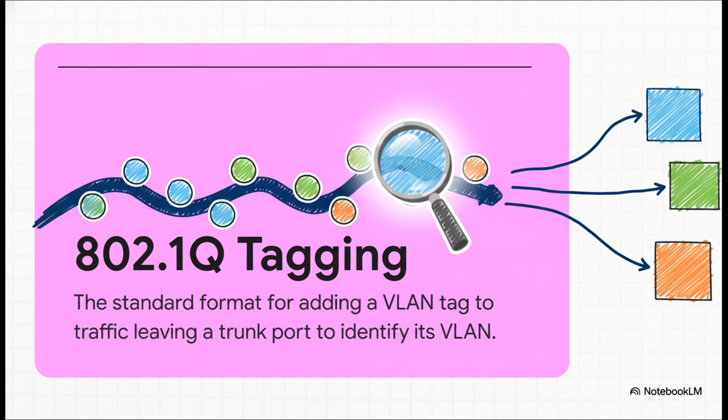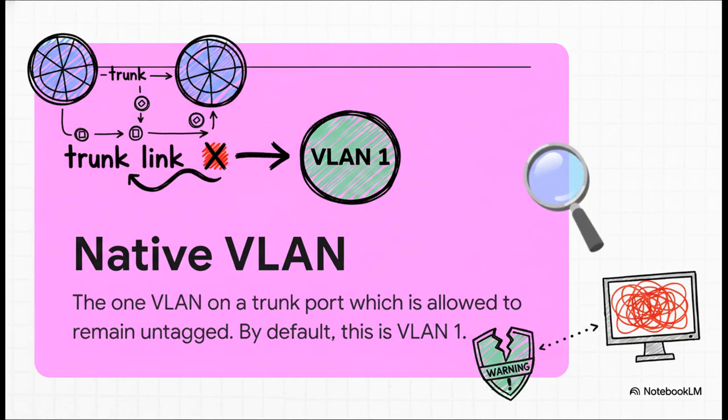It's pretty simple, actually. When a frame of data is about to leave a switch on a trunk port, the switch sticks a tiny digital tag onto it. This tag is just a number that says, hey, I belong to VLAN 10 or I belong to VLAN 20. The next switch sees that tag, reads it, and knows exactly where that frame needs to go. It's really just like putting a mailing label on a package. But in networking, for every rule, there's always an exception. And in the world of VLANs, that exception is called the native VLAN.